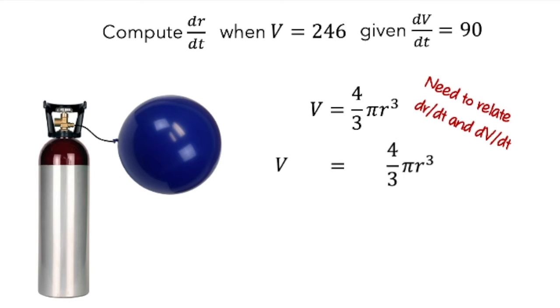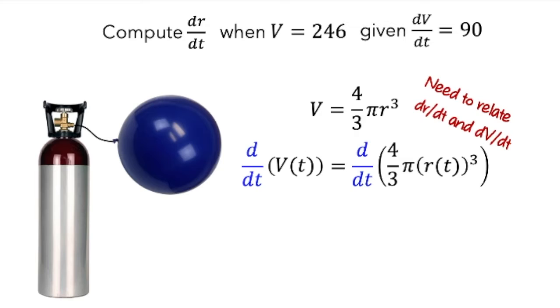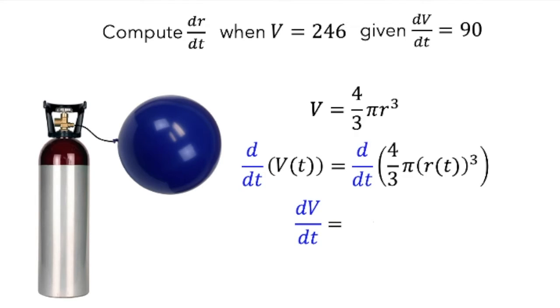The main idea is to think of v as a function of t, because as time increases, the volume is also increasing. Similarly, we can think of r as a function of t. Then we can take the derivative of each side of the equation. On the left side of the equation, the derivative of v of t is just dv dt.